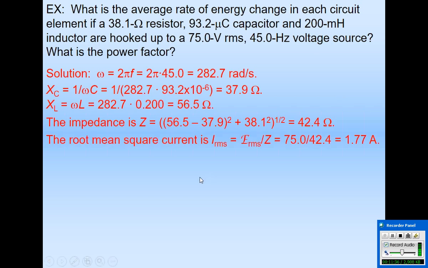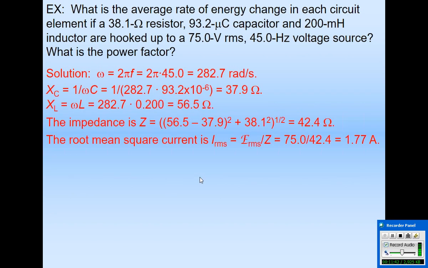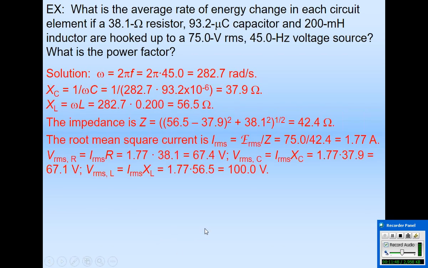We want to know the root mean square current. It's equal to the root mean square voltage divided by the impedance we just calculated. 75 divided by 42.4, the root mean square current is 1.77 amps. So now we can calculate the voltages, the RMS voltages across each of the circuit elements.